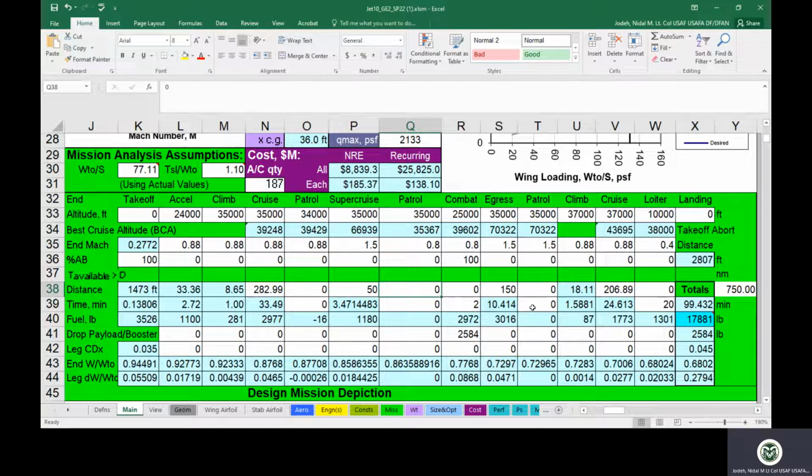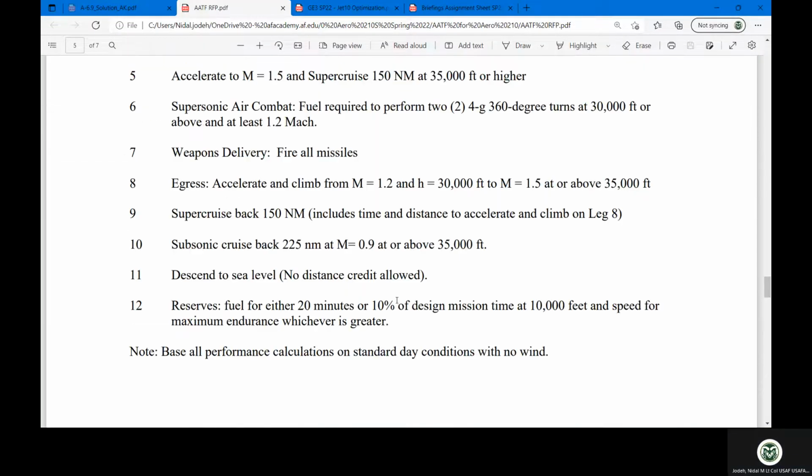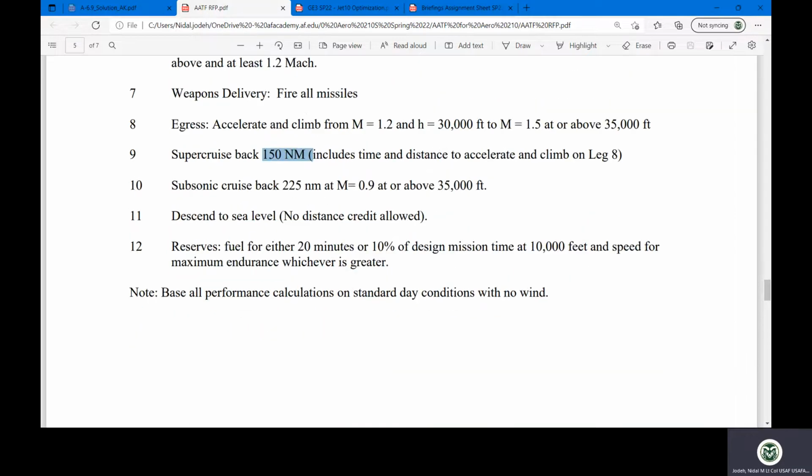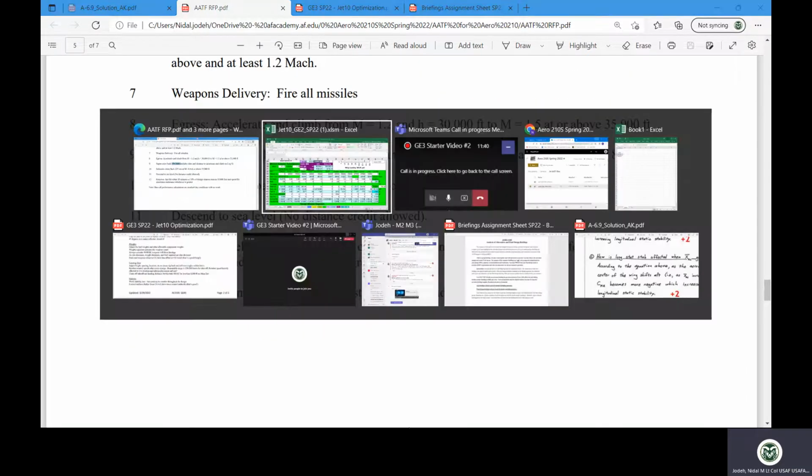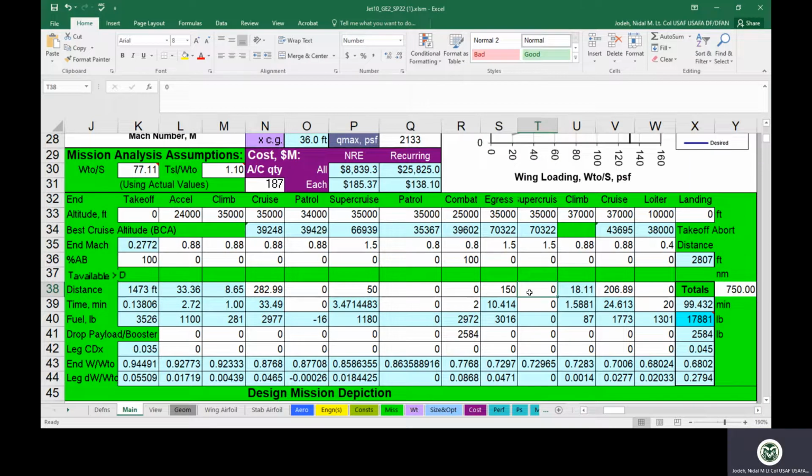You can only really edit the blue cells. So for us, we have a second supercruise leg. So I'm going to substitute this for supercruise. And I'm going to look at the second supercruise leg of the RFP. And it's 150 nautical miles. Now you should check all of these distances against GE1 and this new spreadsheet. So supercruise distance is 150 miles. Okay, so it should start to calculate that requirement.